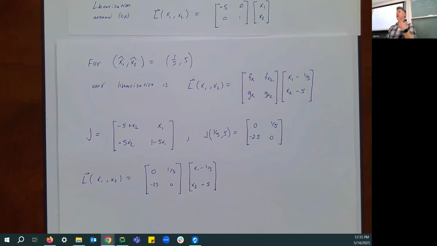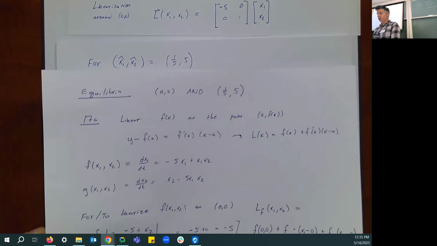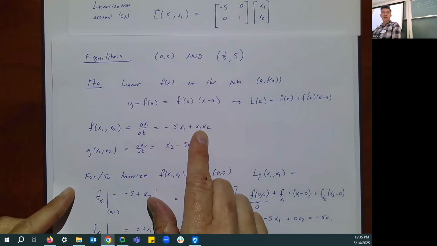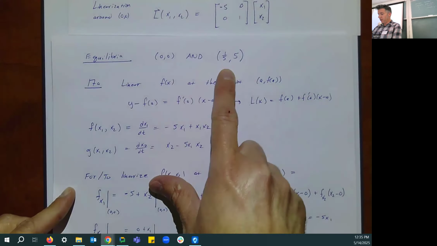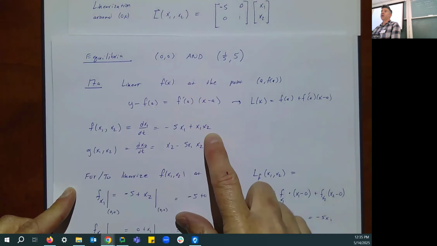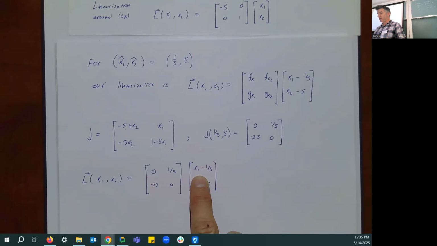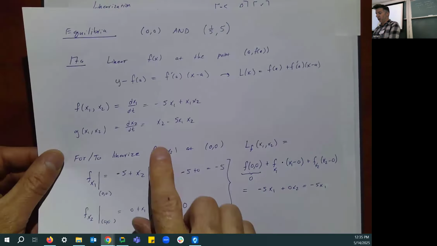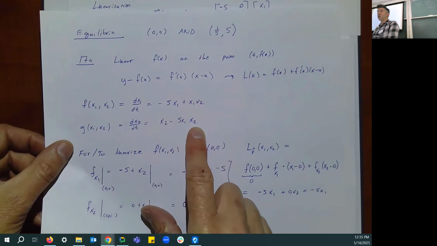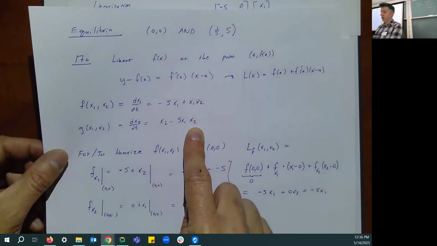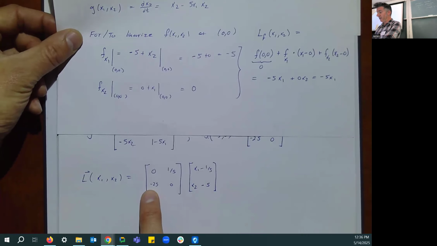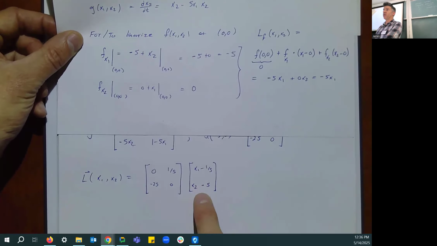And again, all we're really saying is that our original differential equations, so I'll show you right here. Just a reminder, near this equilibrium, the first equation looks a lot like the equation 0 times x1 minus 1/5 plus 1/5 times x2 minus 5. That's what we're really saying here. And the second equation is closely approximated by the equation -25 times x1 minus 1/5 plus 0 times x2 minus 5.